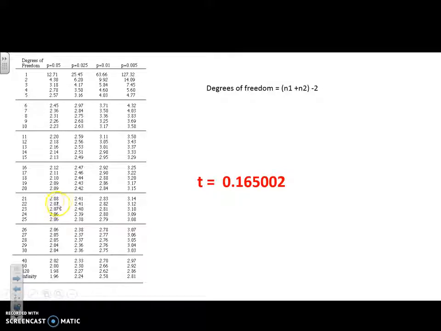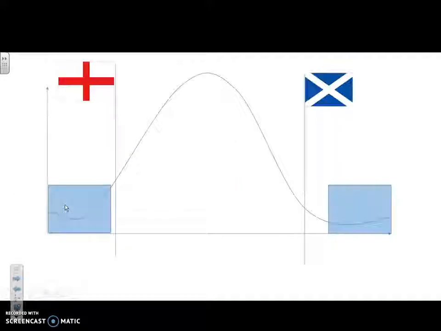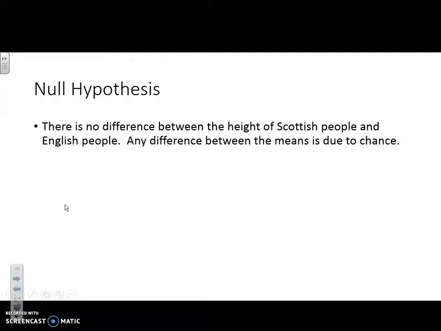2.33 is bigger than 2.07. What that means is that my gap between the means is sufficiently large that the chances of getting that gap through random luck alone are less than 5%. Suddenly, I've got a significant result. And I can report that we're going to reject our null hypothesis, okay, because I've got a p-value of less than 5%. I reject the null hypothesis, which means we need a statement that's kind of the opposite of this. There is a statistically significant difference between the height of Scottish people and English people.